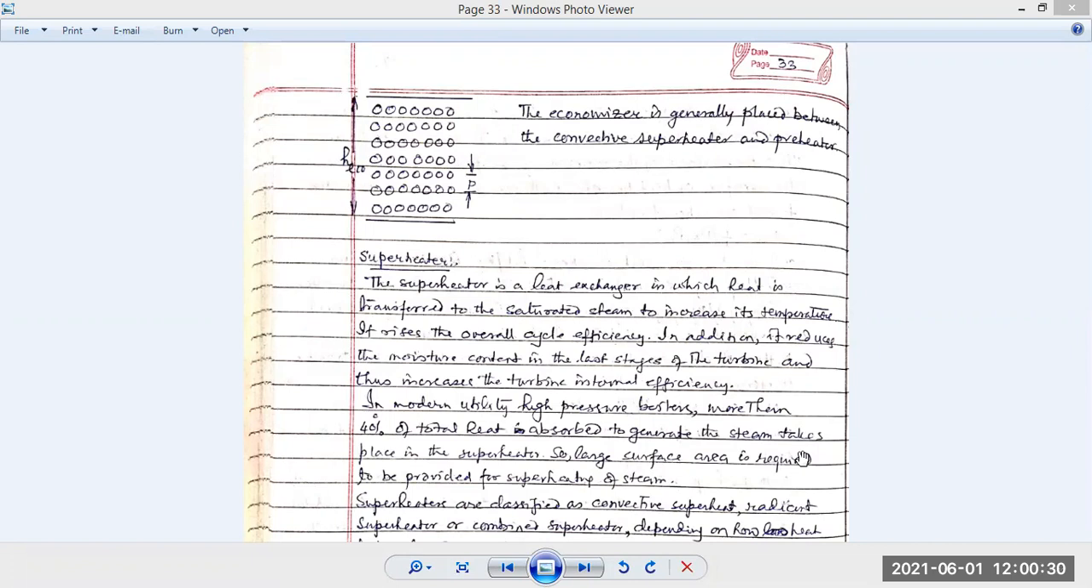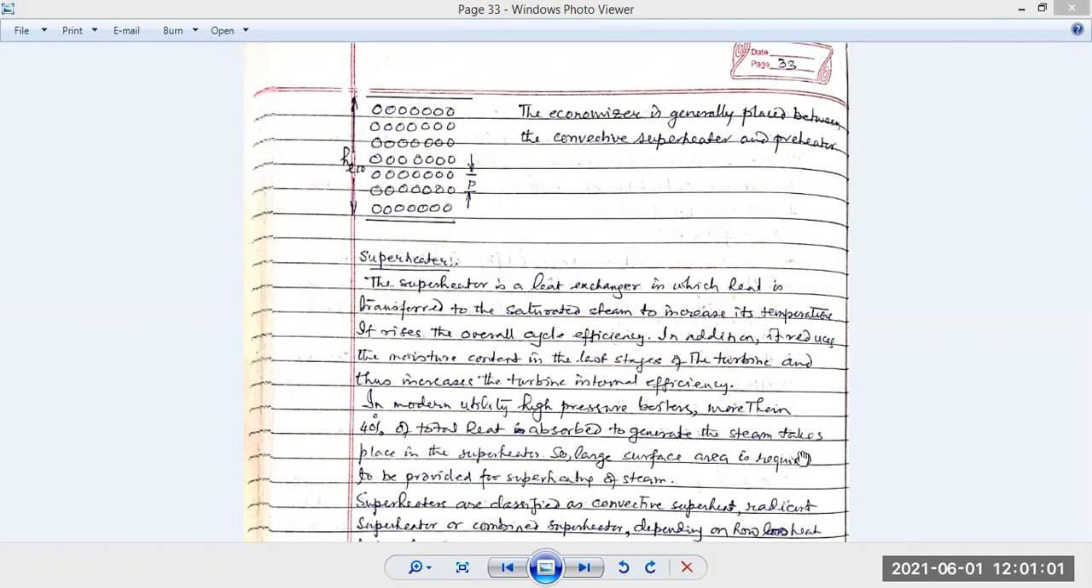So what they are doing is transferring heat to saturated steam, which is fully filled up with steam itself. There is nothing left, and it is fully converted to steam. They are supplying and heating this fully converted steam and raising the overall cycle efficiency. In addition, that reduces the moisture content at the last stage of the turbine and thus increases the turbine internal efficiency.